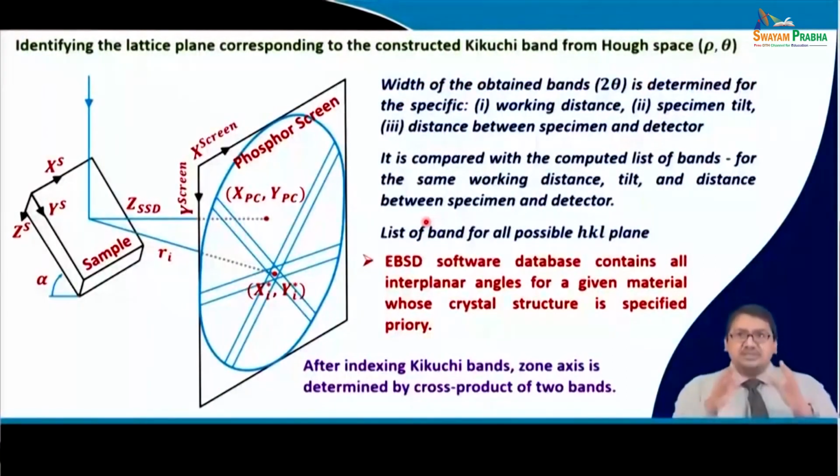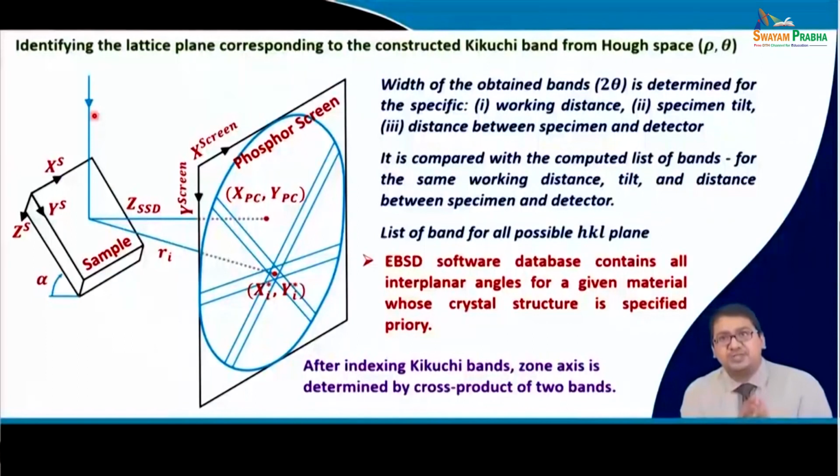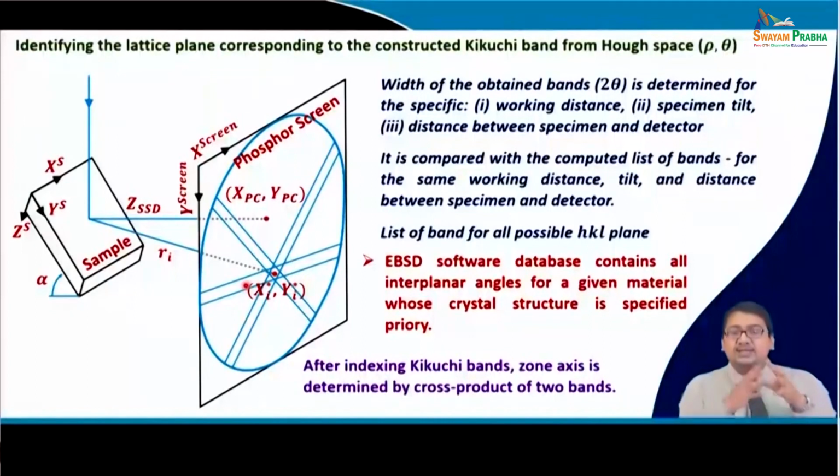So, in case of electron backscatter diffraction in an SEM, while the sample is tilted at 70 degrees, the phosphor screen is basically kept at 90 degrees and it is away from the incident beam. Now, in this case, you see, identification of the Hough space rho theta points is done from the obtained Kikuchi bands, and from this Hough space the constructed Kikuchi bands are obtained.